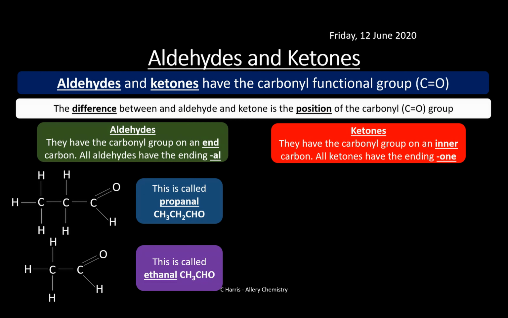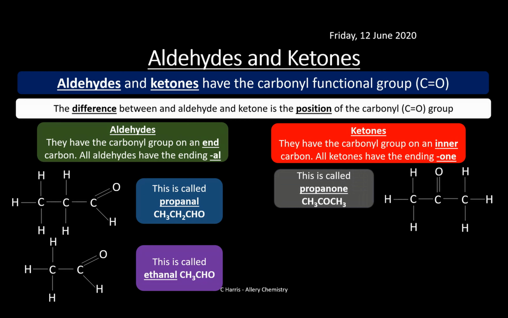If you've got carbon chains of 5 or more, you've got to state where that carbonyl group is. So let's have a look. Here's an example. This one's called propanone. Obviously, there's only one position that this carbonyl can take, and that's the second carbon there in the middle.